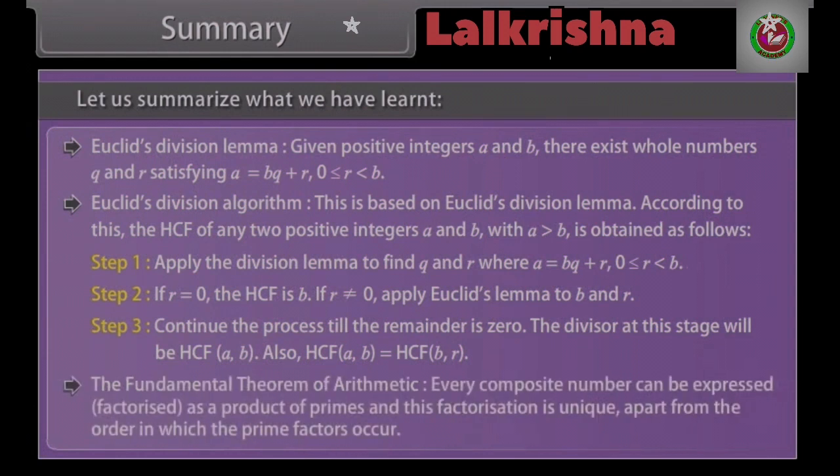The fundamental theorem of arithmetic. Every composite number can be expressed (factorized) as a product of primes, and this factorization is unique, apart from the order in which the prime factors occur.